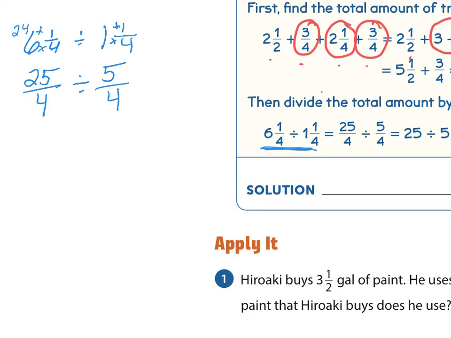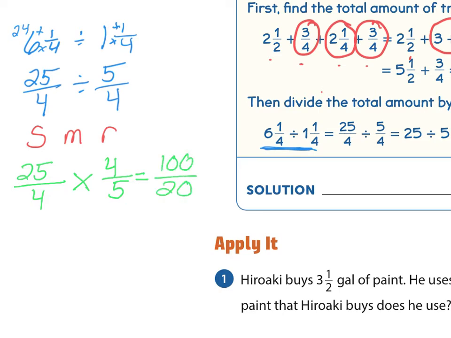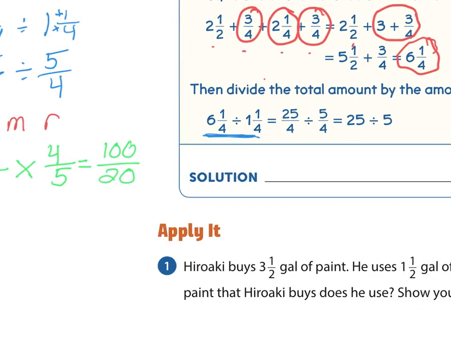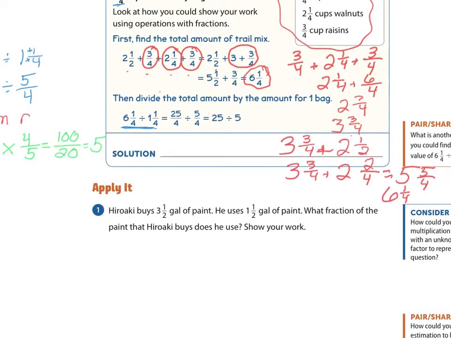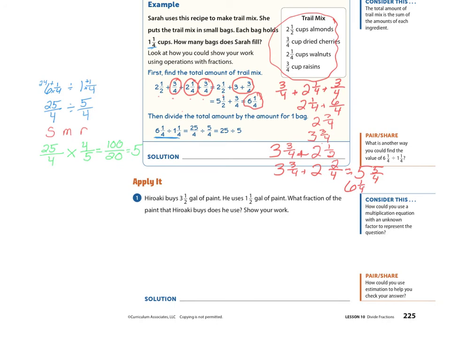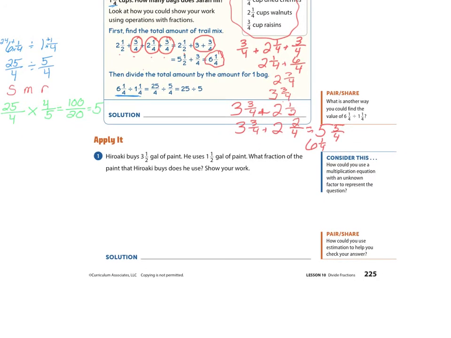Now, if you remember back, we talked about dividing being the same as multiplying by the reciprocal. Keep my first number the same. Change it to multiplication. Flip, which is the reciprocal, that. I'm going to be left with 25 times 4, which is 100. 4 times 5, which is 20. How many 20s are in 100? There are 5. So my answer for this problem, how many bags, is she can make 5 bags.